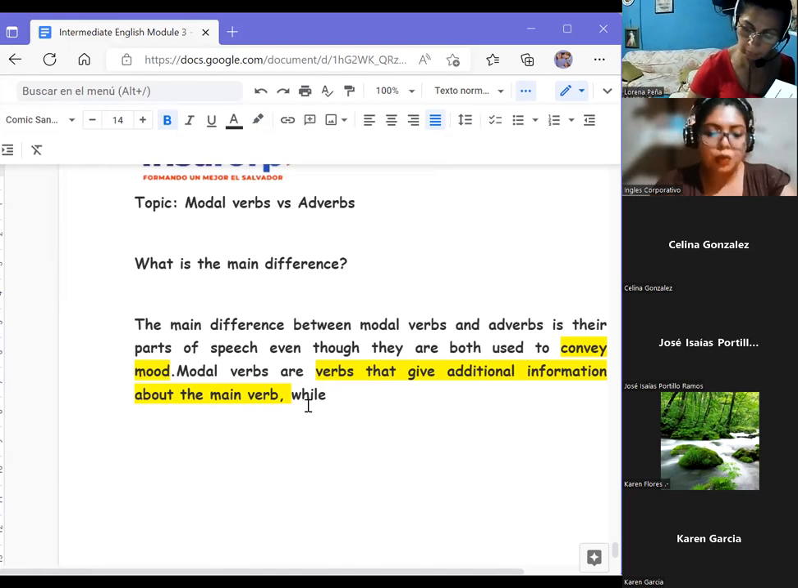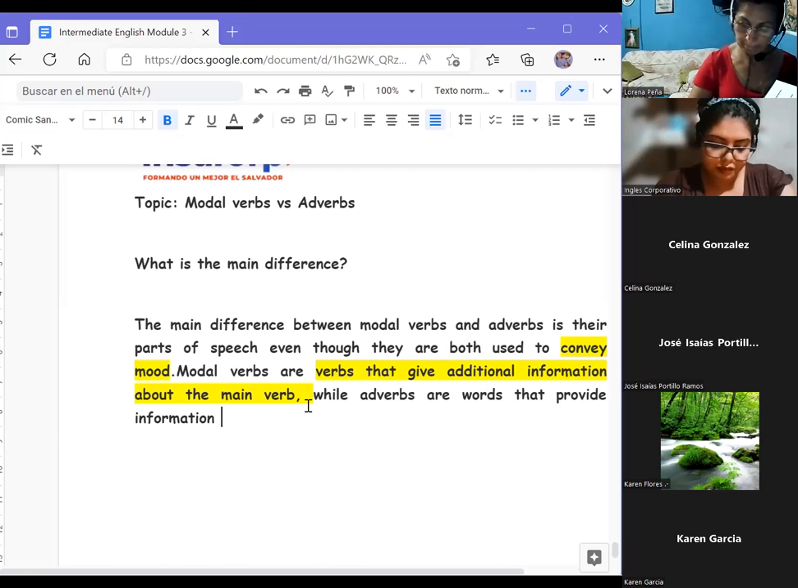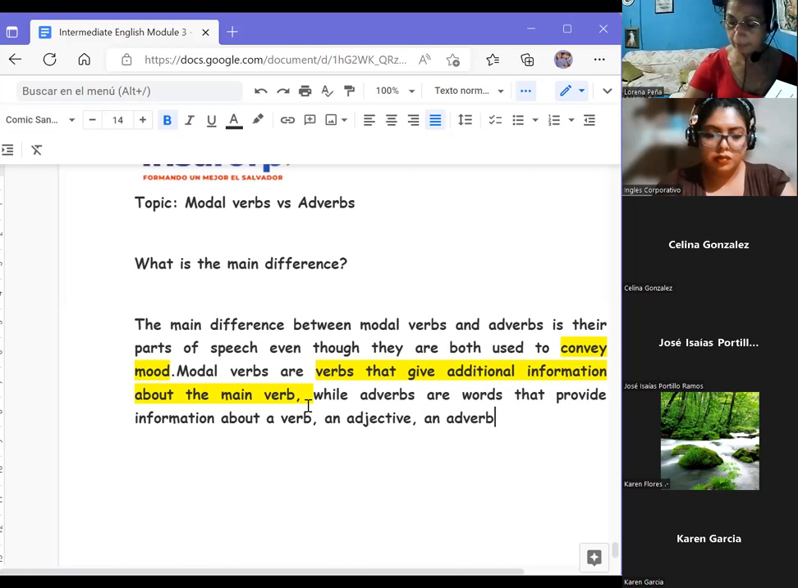While adverbs are words that provide information. So here we have the adverb.